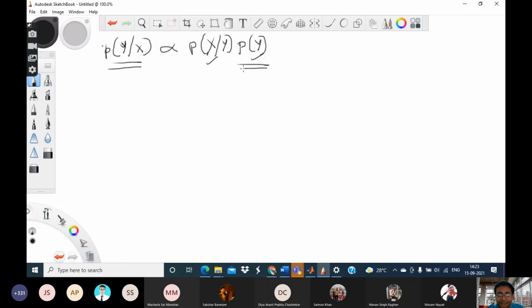This distribution is known as the prior distribution. Why is it called prior? Because prior means in front or before. Before what? Before observing the features.